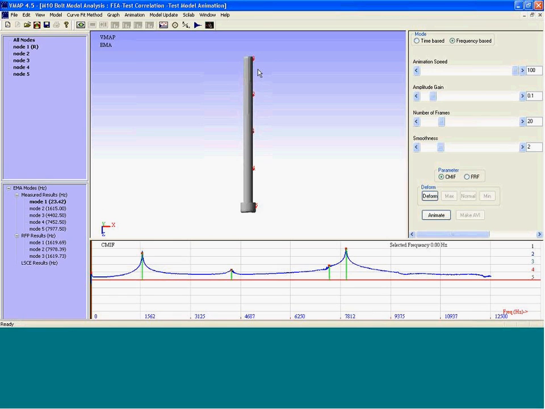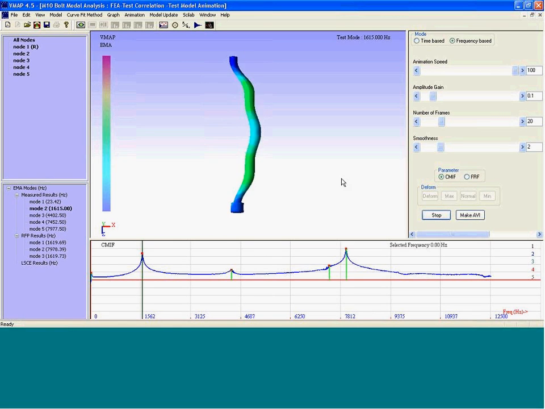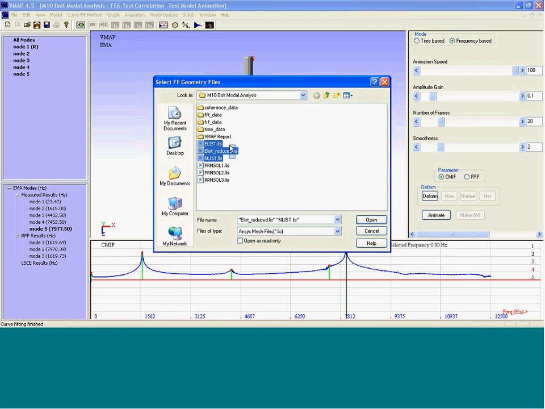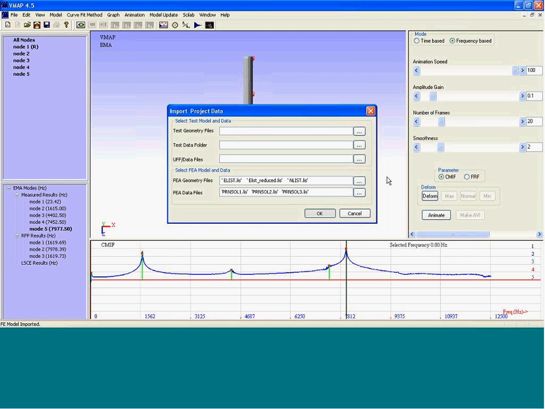So this is how it looks, and there are 5 locations where we collect data. This is the first mode, the second mode, and the third mode. So we have done simulation also on these boards. So we want to be sure that the models are correlated between test and simulation.